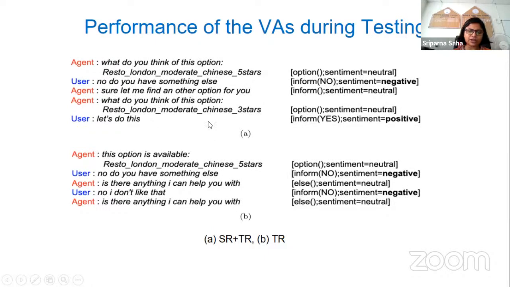But if we are not using the sentiment-based reward, then though the user's sentiment becomes negative, there is no signal to the agent that the sentiment has become negative, so the agent will not show the alternative option. The user is still asking, no, do you have something else? Here, though the sentiment is negative, the agent is not showing the alternative option. So basically, you can see that by incorporating the sentiment-based reward, the agent is capable of understanding the user's sentiment or the user's intention correctly.